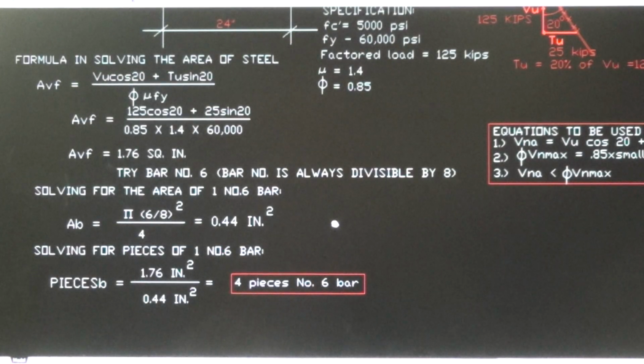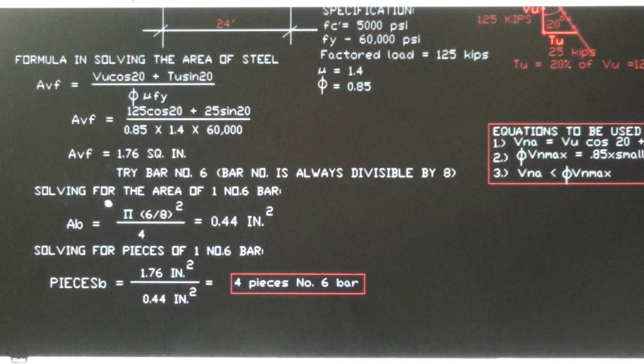And now that we have the total area of the reinforcement bar, we have to try the size of the bar. Here I try bar number 6. Any bar number is divisible by 8 to get the diameter of the bar. So 6/8 is equal to 3/4, 0.75 of an inch diameter of the bar.